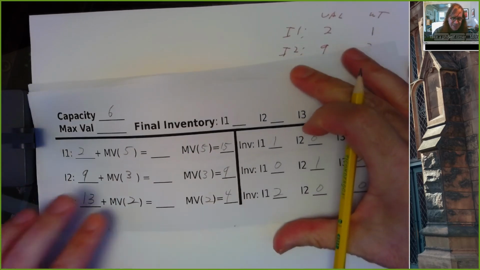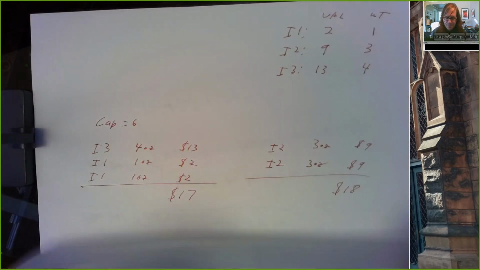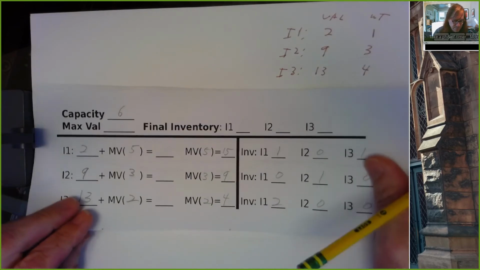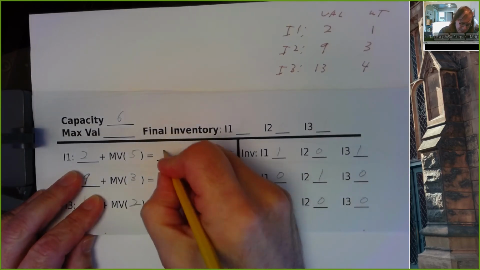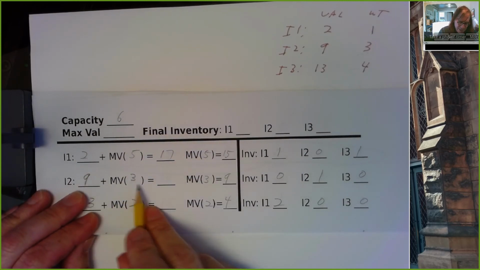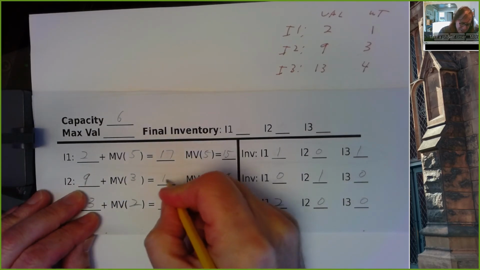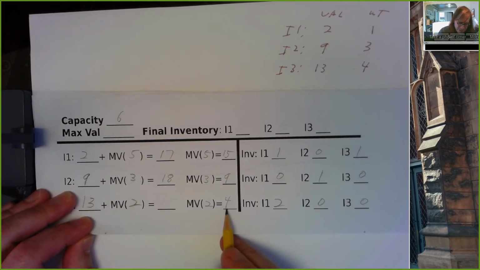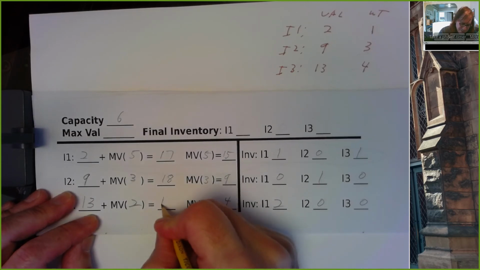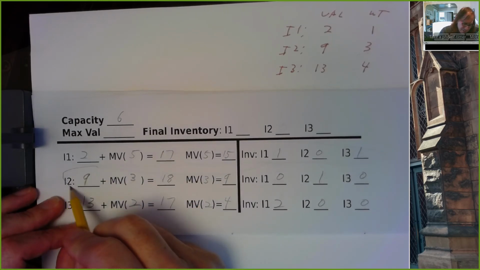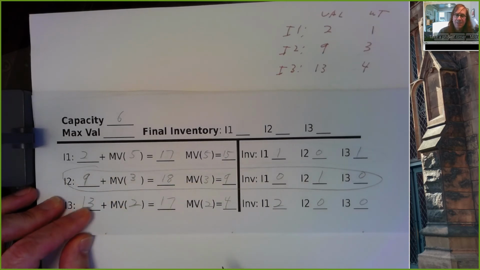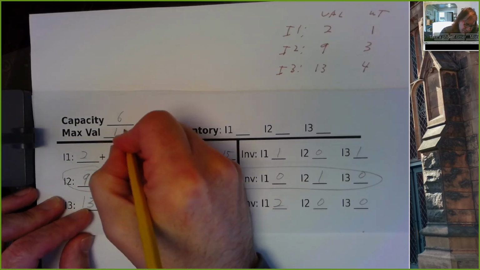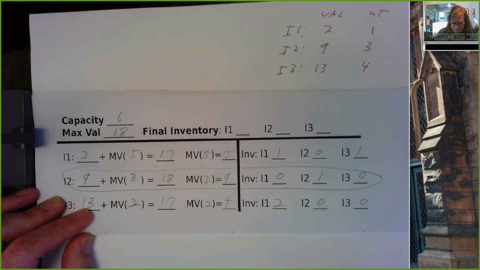And the rest of the calculations, so in this case, 2 plus maxval 5, 2 plus 15, this is 17. 9 plus maxval 3 is 9, this is 18. And 13 plus maxval 2, 4 is 17. And so 17, 18, 17, this is our largest maxval. So maxval 6 will be 18.